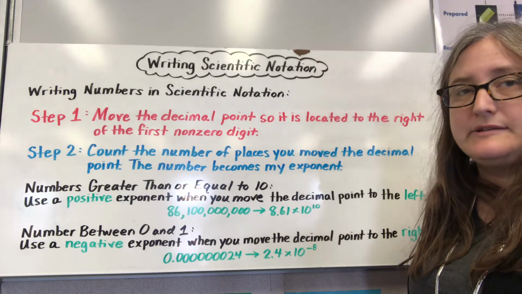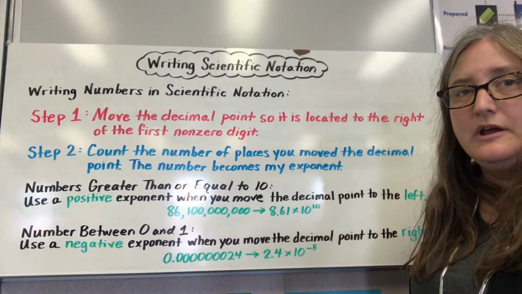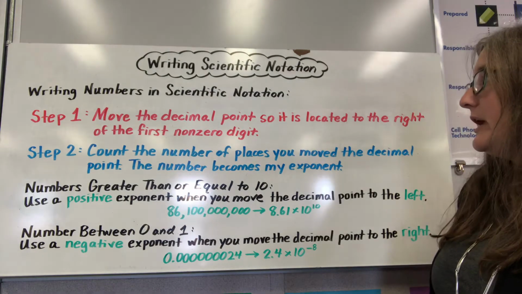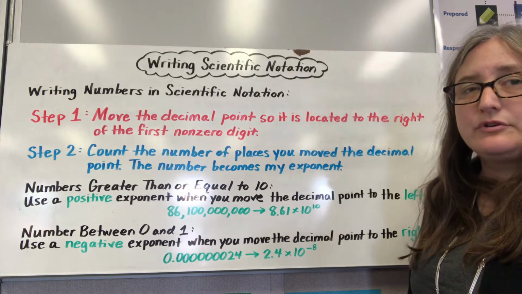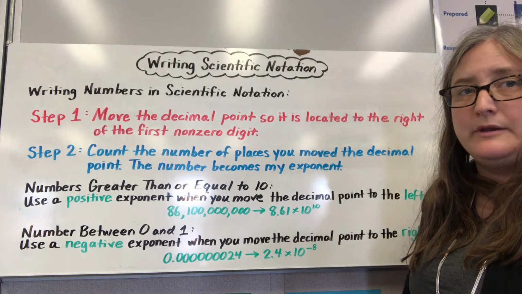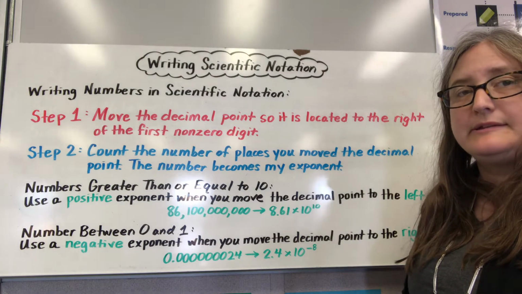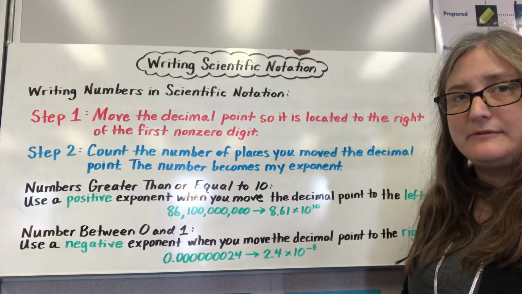This is writing scientific notation. When writing numbers in scientific notation, our first step is to move the decimal point so that it is located to the right of the first non-zero digit. We have to create our factor, and our factor has to be equal to or greater than 1, but less than 10. The next step will be to count how many places I had to move that decimal. That number will become my exponent.